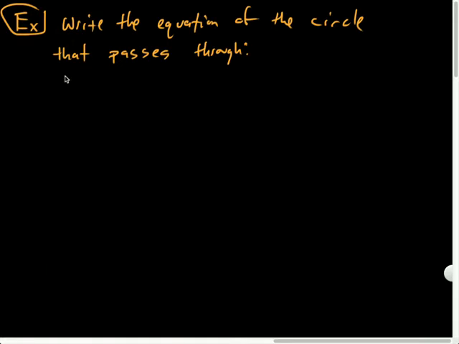Let's see. So let's have one point be (5, 3). We'll have another point be (-2, 2). And let's have another point be (-1, -5). So, anyone get it yet? No. We have no idea.